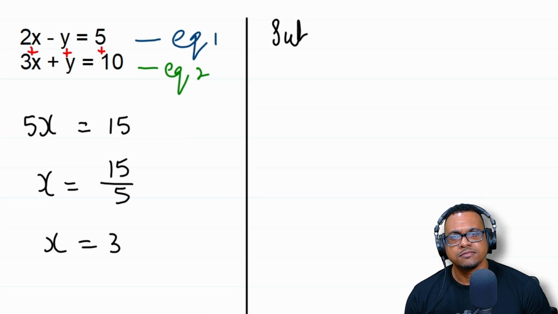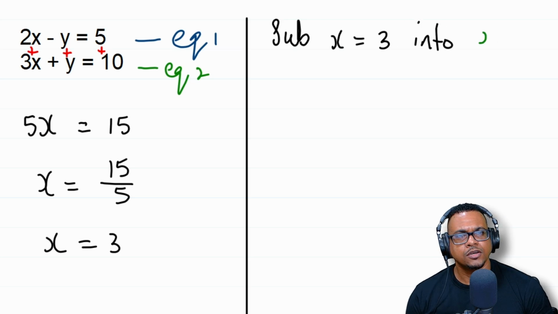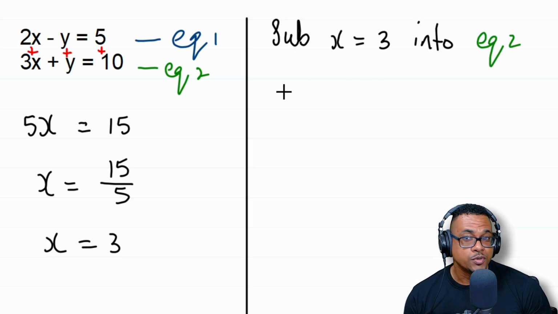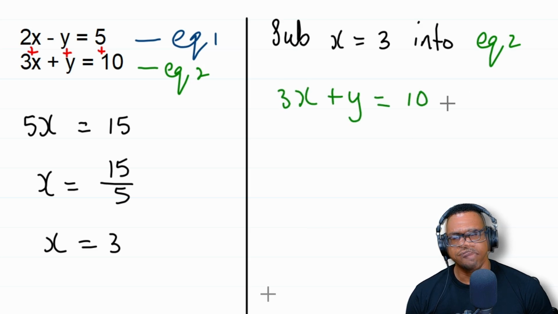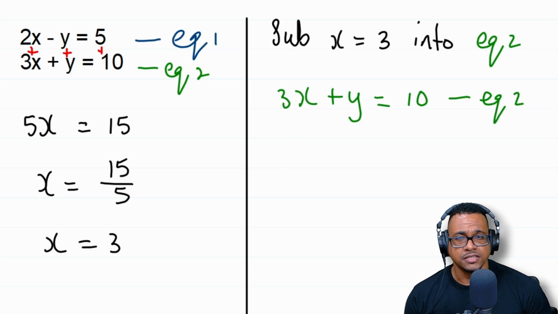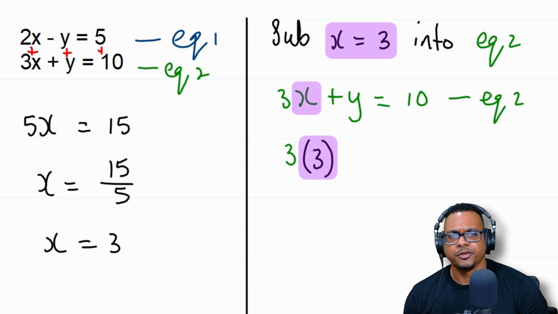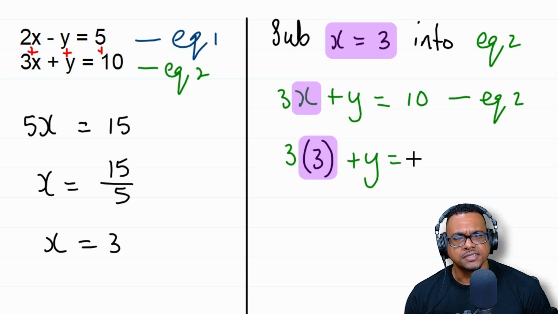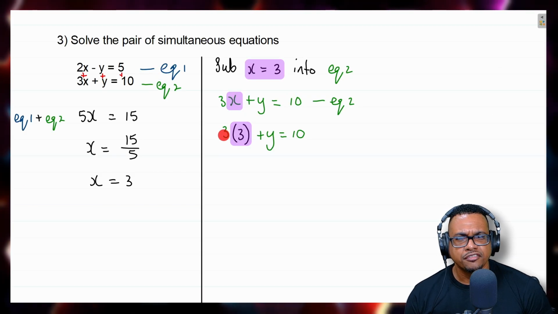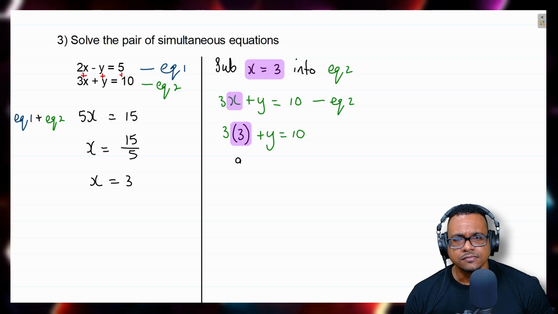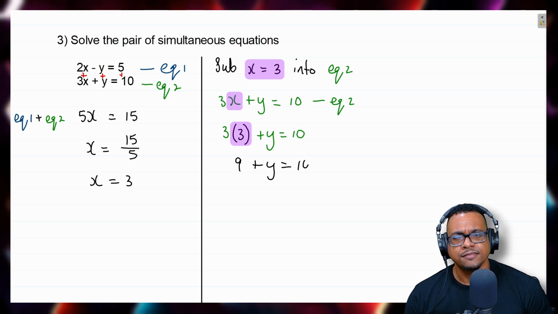So I'm going to substitute x is equal to 3 into equation 2. So equation 2 reads 3x plus y is equal to 10. That's equation 2. And remember, this 3x means 3 multiplied by x. So we're going to have 3 multiplied by x, and x is equal to 3. Then we're going to write the remainder, which is the plus y is equal to 10. And now we have 3 by 3 is 9, plus y is equal to 10.